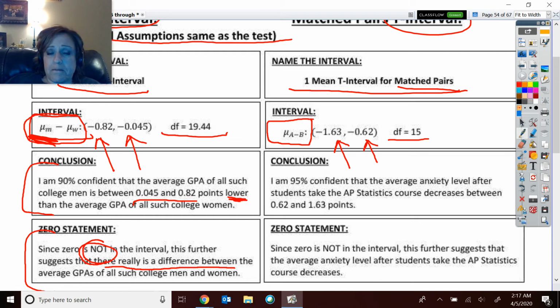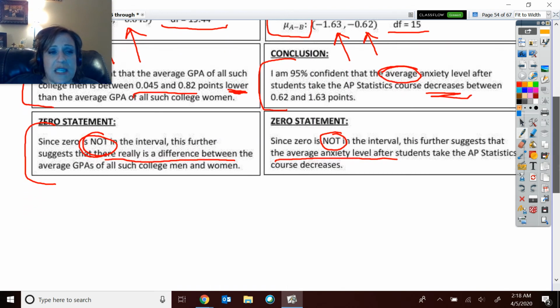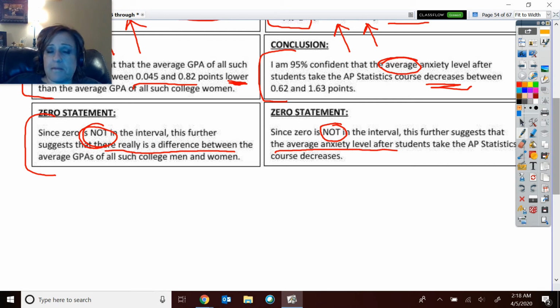Over here on the right, we also had that, but I'm 95% confident that the average anxiety level after students take the AP class decreases between this much and this much points. Okay, always very much contextually driven. And in this case, again, zero was not in there, so this suggests that, on average, the anxiety level changes. In this case, it decreases.